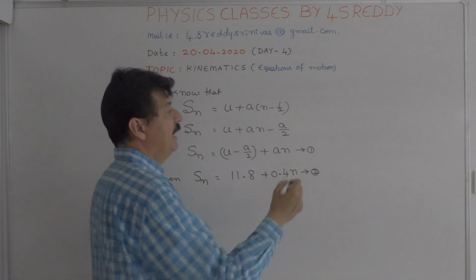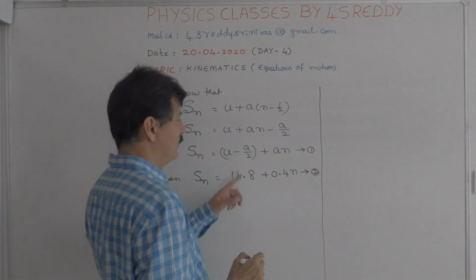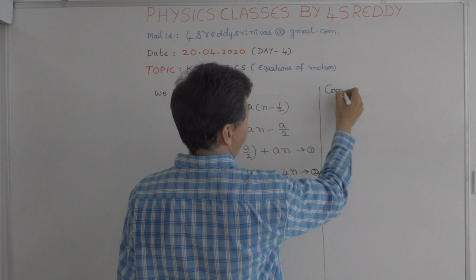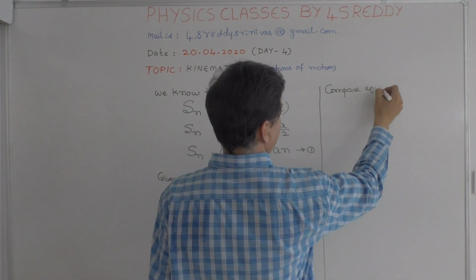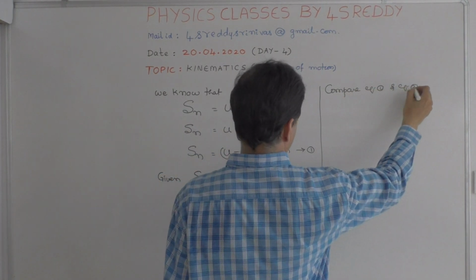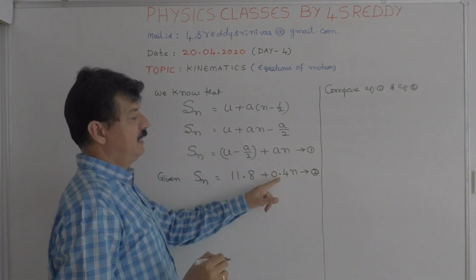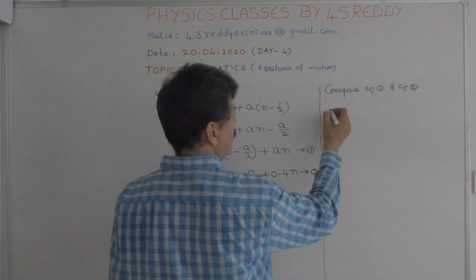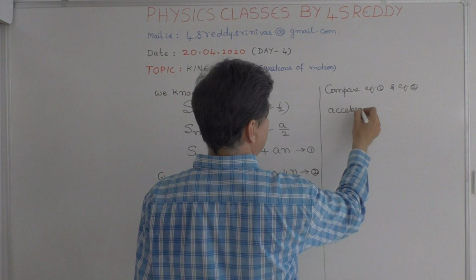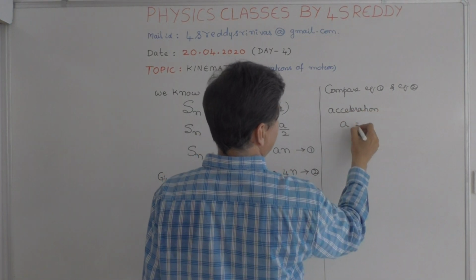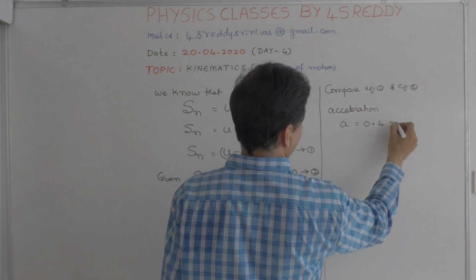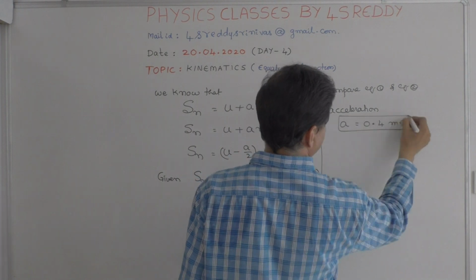And once you got the idea of this, now compare equation 1 and equation 2, then a must be equal to 0.4. So acceleration we got directly. A is equal to 0.4 meters per second square.